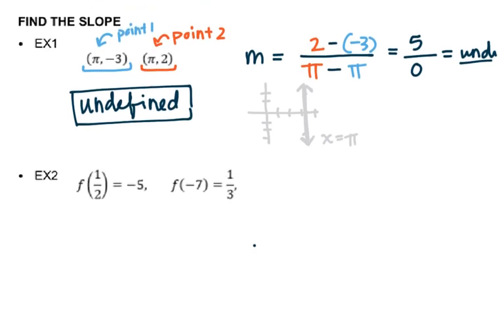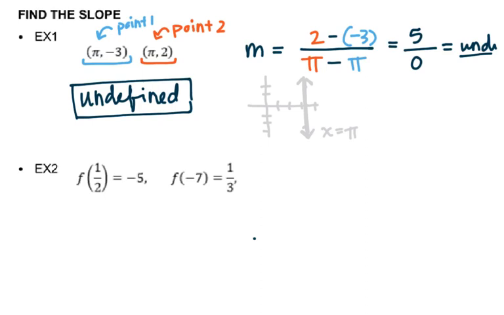Let's look at example 2. In this situation, we are not given ordered pairs specifically. One thing you want to recall is that f of x equals y. This is function notation. F of x means y. So in this situation, I can write two ordered pairs. X is 1/2, y is -5. X is -7, y is 1/3.